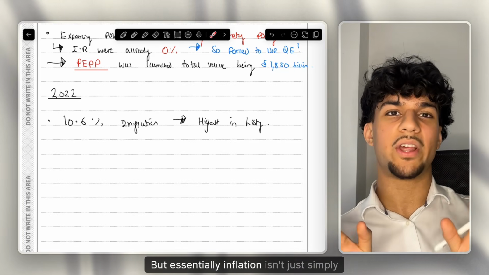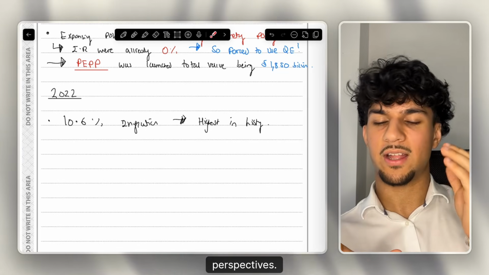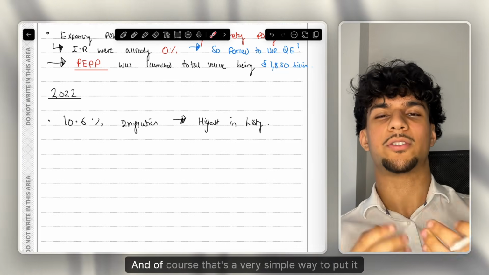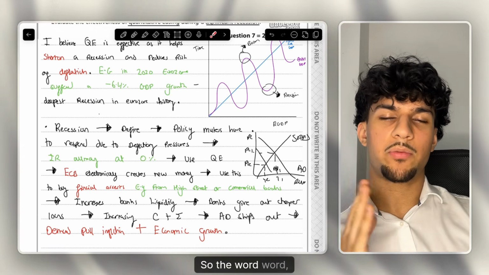But essentially, you need to think about inflation from two perspectives. It can be caused by the demand side of the economy or the supply side of the economy, and that's a very simple way to put it in economics. So how does this link to this evaluation point?